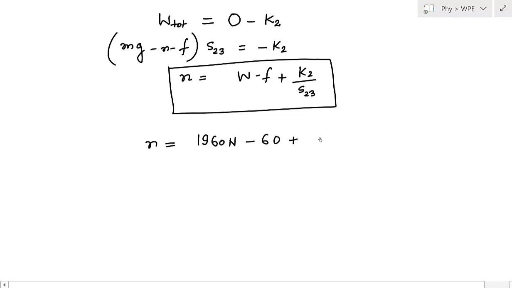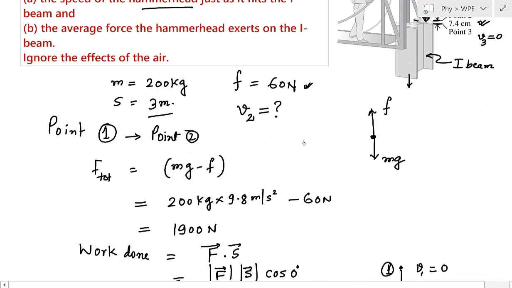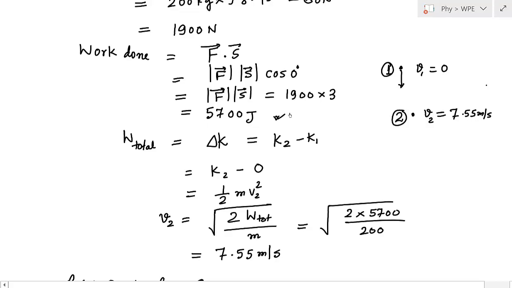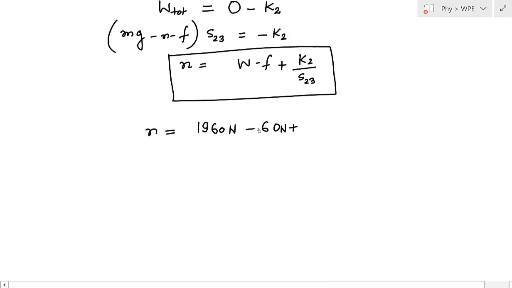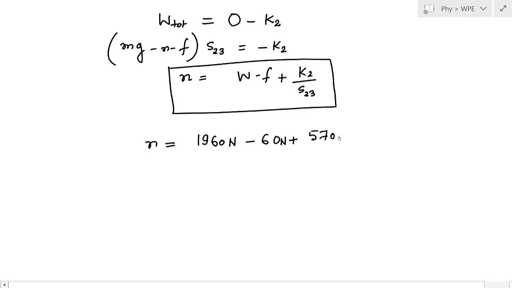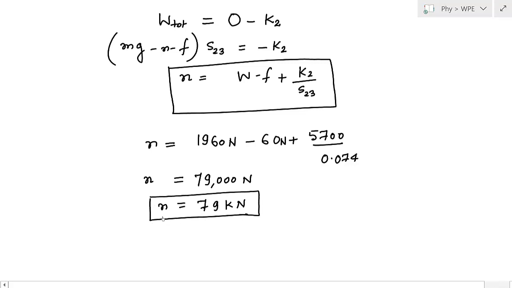Friction force is 60 Newton, and K2, that is the kinetic energy at point 2, we have already calculated. The kinetic energy at point 2 is nothing but 5700. This is the same as work done from point 1 to point 2. You remember the kinetic energy at point 2 is nothing but work done because K1 is 0. So K2 equals the work done when this moves from point 1 to point 2, and the value is 5700 joule. So we can plug this here. K2 is 5700, and this divided by 0.074. If you calculate all this, normal reaction will be 79000 Newton or 79 kilonewton.